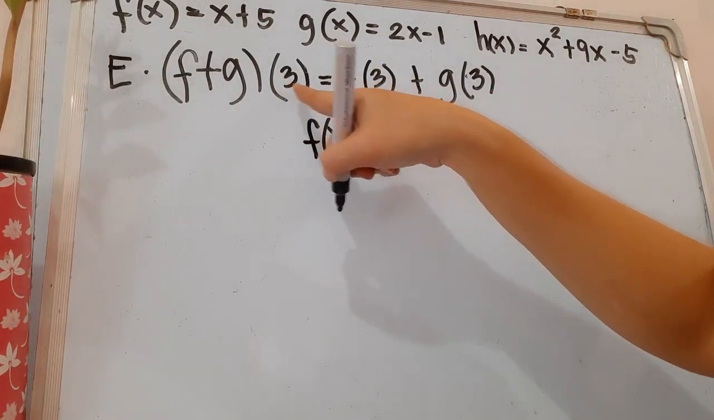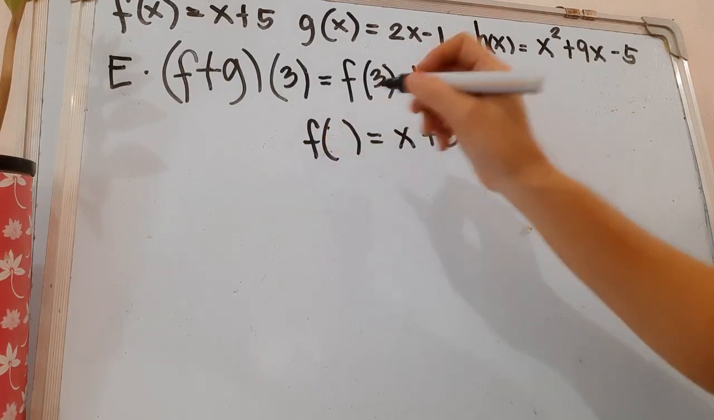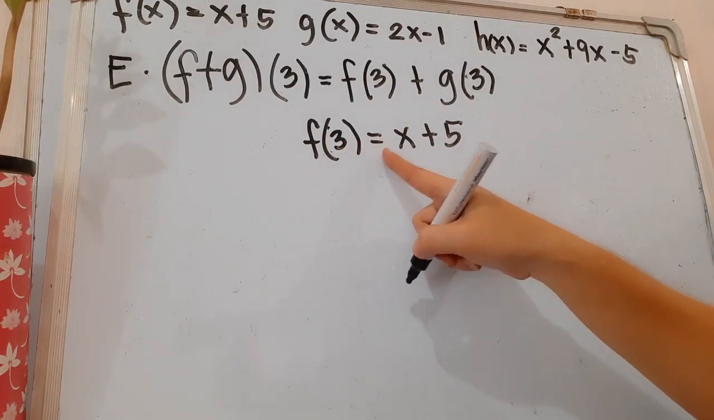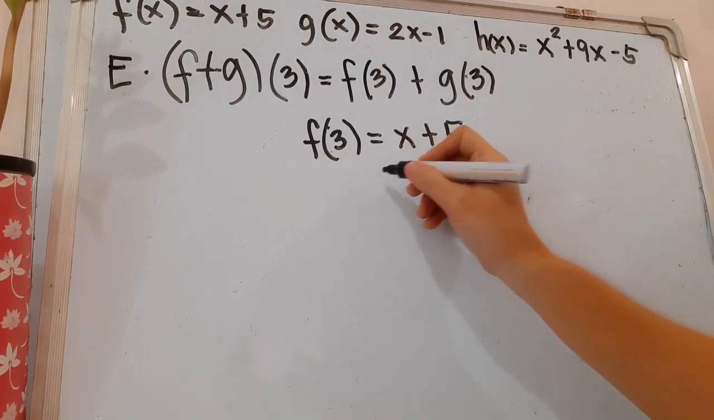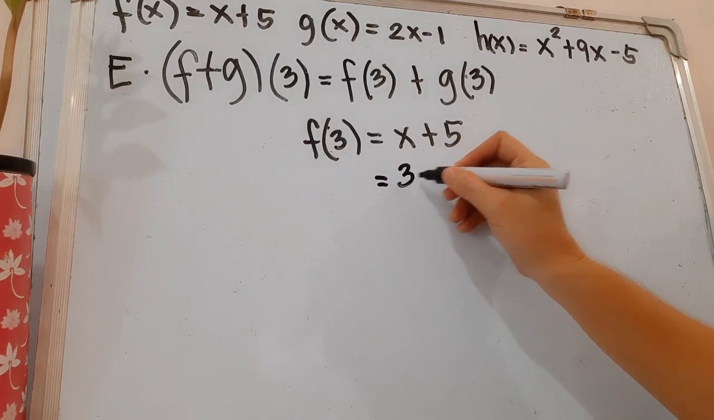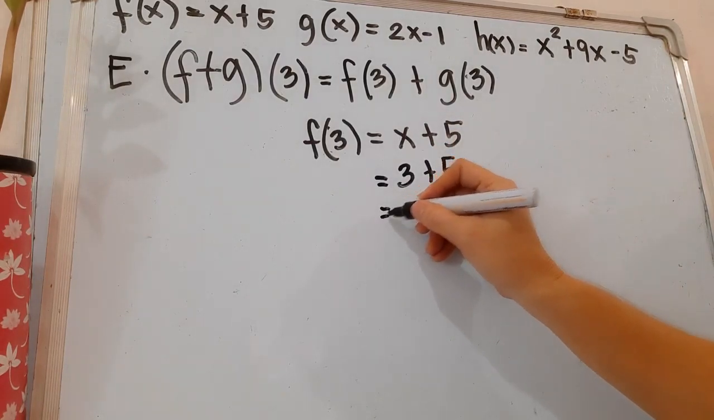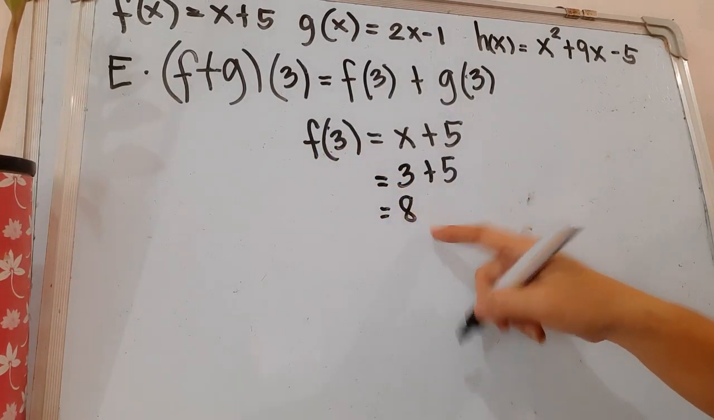Knowing that the value of x is 3, substitute this x by 3. So, we have f of 3 is equal to x plus 5. We are going to substitute this x now with 3. 3 plus 5 will give us 8. So, our f of 3 is equal to 8.